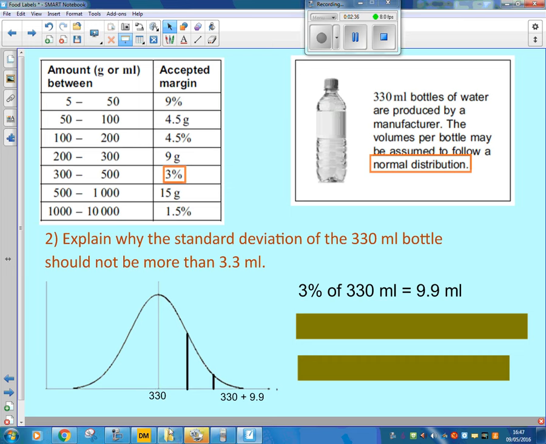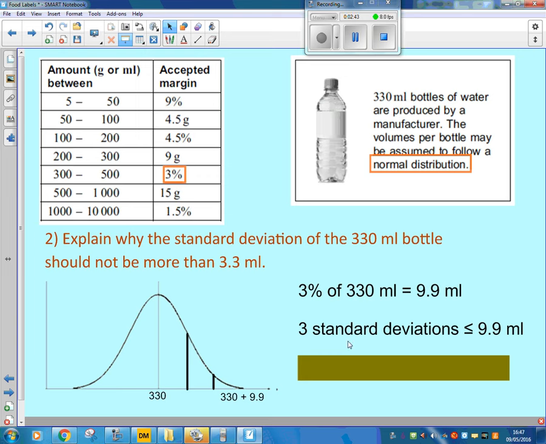So the most we can do is if we had 3 standard deviations equal to our 9.9. That would mean if 3 standard deviations can be at most 9.9, so they're less than or equal to 9.9, each one must be less than or equal to 3.3 milliliters.